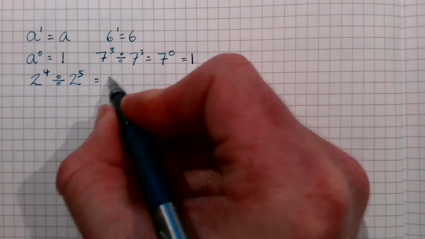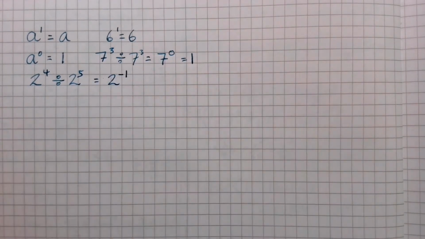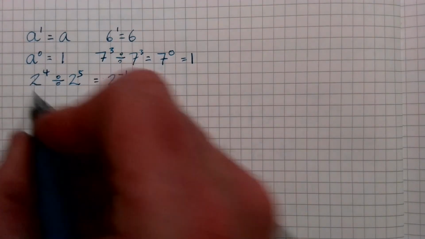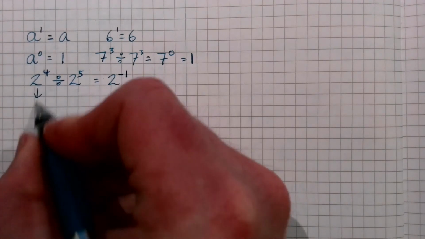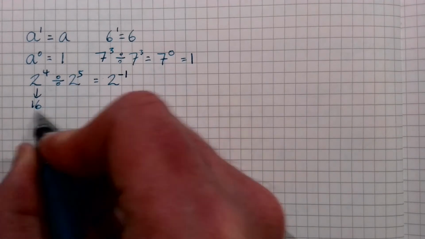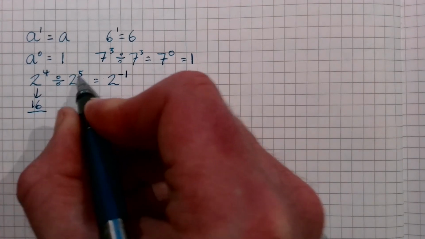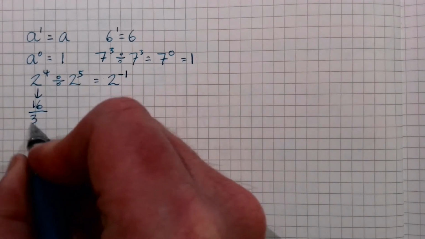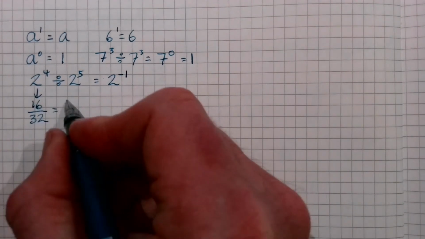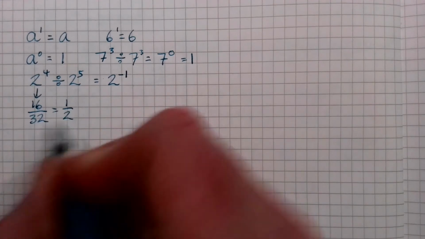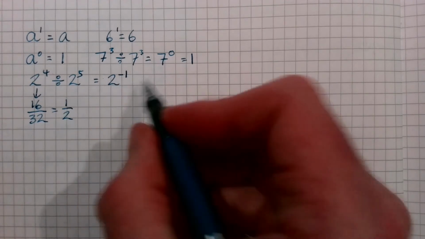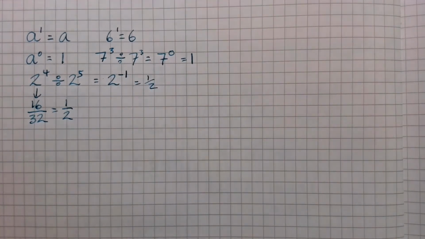According to index law, that would give us 2 to the power negative 1. Well, what is 2 to the power 4? 16. So I could say that that is 16, and I'm dividing it by 16 times 2, which would be 2 to the power 5, which would be 32. Now if I simplify that, 16 goes into 16 once and into 32 twice, I've actually got 1 over 2. So 2 to the power negative 1 is 1 over 2.